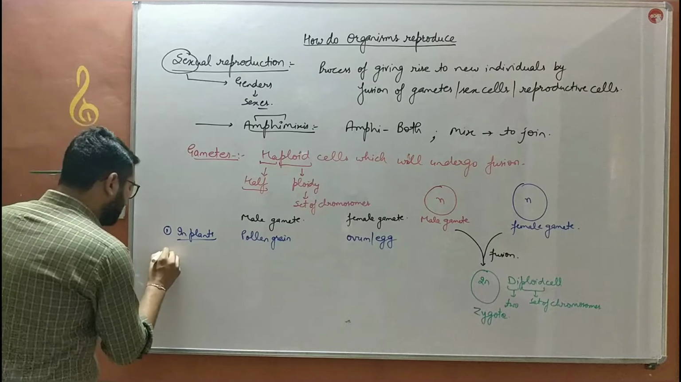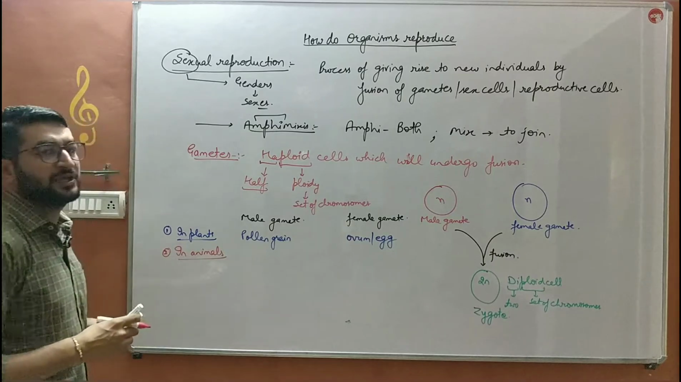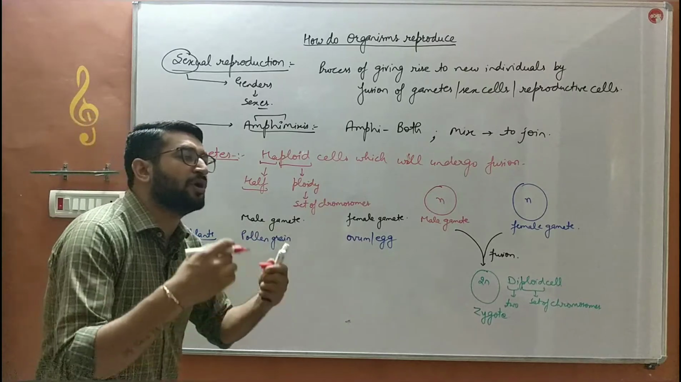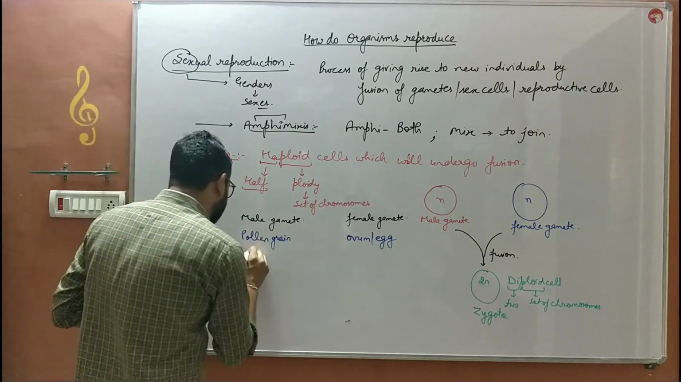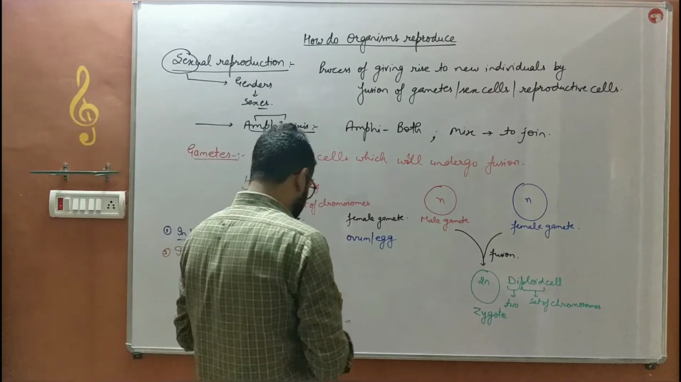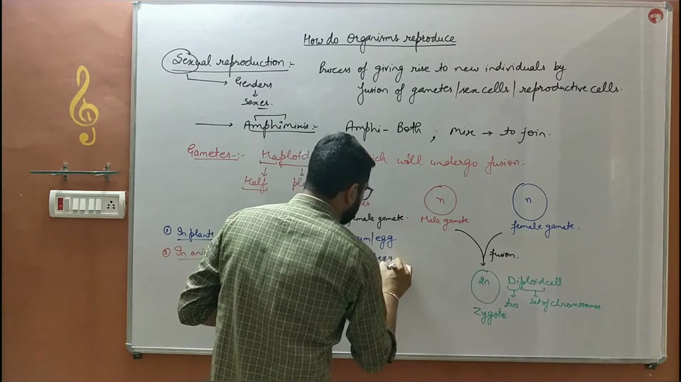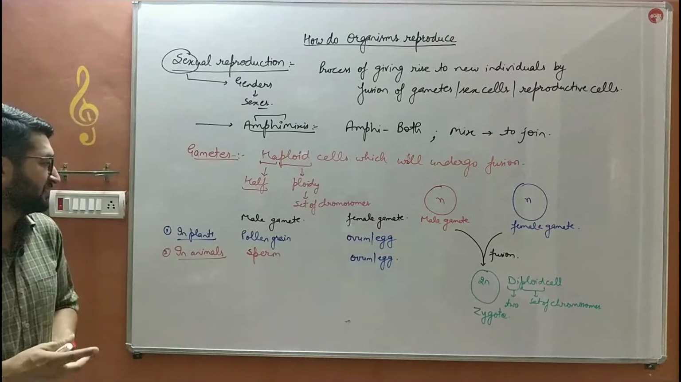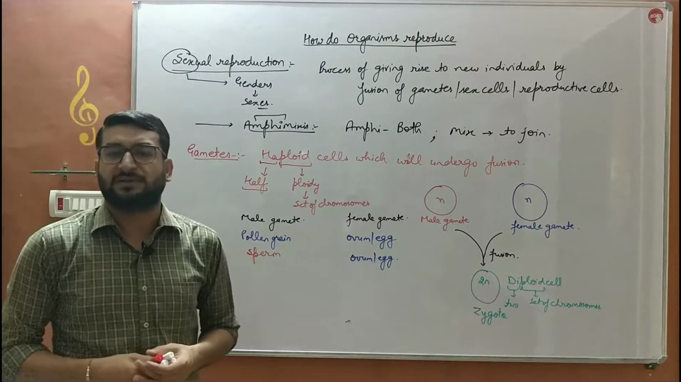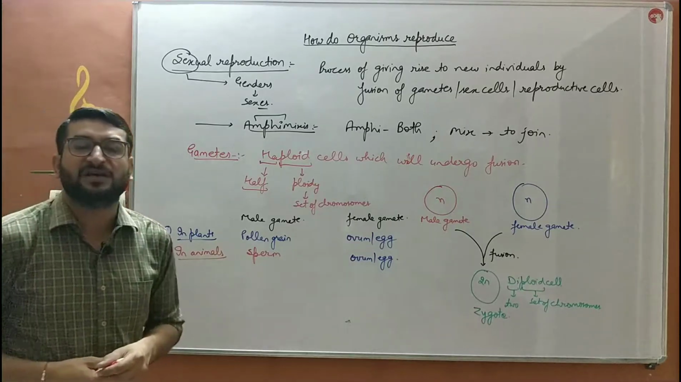Whereas in animals, in animals produced by the sexual mode of reproduction, the male gamete is known as sperm and the female gamete is referred to as ovum or egg. So the female gamete has the same name in both plants as well as in animals, whereas the male gamete's name is different. The male gamete in plants is referred to as pollen grain, and in animals it is referred to as sperm.